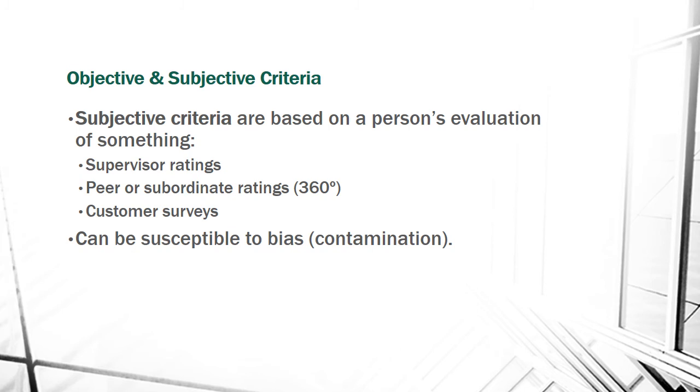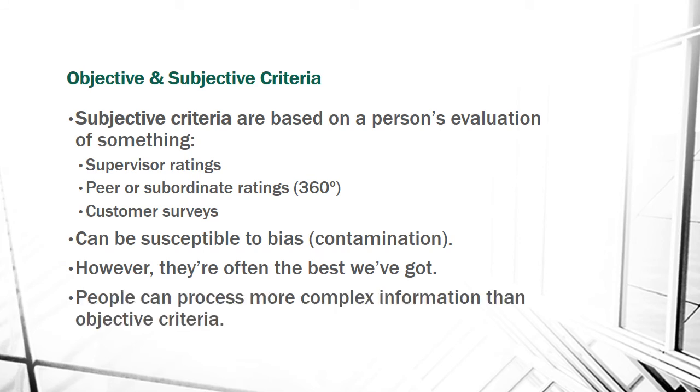We use subjective criteria in organizations for a couple of reasons. One is that some things can't be counted. The quality of your interpersonal skills is not something that we can track in an objective way. We need people's interpretations and evaluations in order to make sense of that. So many things that we care about in the workplace just don't lend themselves to objective, countable kinds of measures. And when we're talking about things that are complex, human beings can often be much more efficient and much more effective at processing all of that information than an objective criterion.